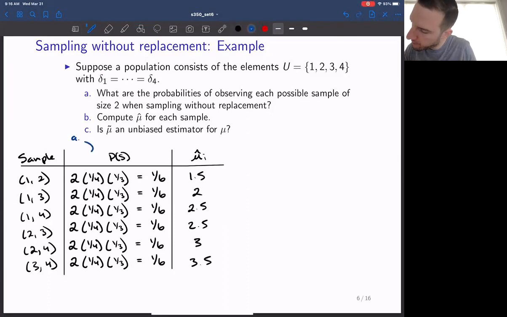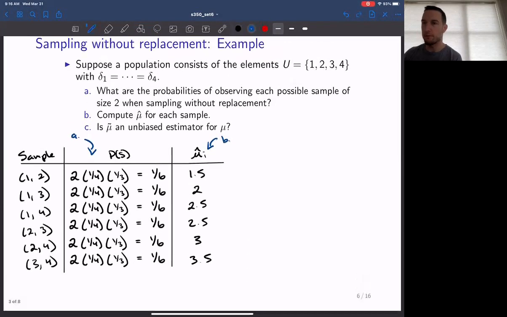So in the first column, we have A. In the second column, we have A. In the third column, we have B. All right. Now we want to show that mu tilde is unbiased for mu. This is also going to be done in the same way that it was before. So here, we're going to have the same estimate for mu.